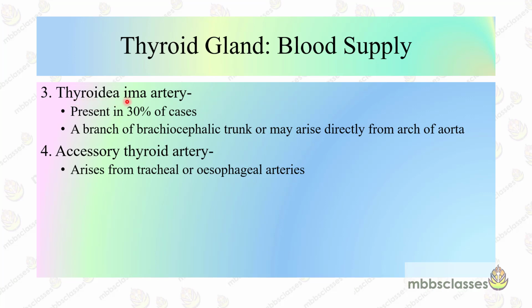These are the thyroidea ima artery, which is present in around 30% of cases, and it arises as a branch of the brachiocephalic trunk, or many times it may arise directly from the arch of the aorta. Other accessory thyroid arteries may arise from the tracheal or esophageal arteries.